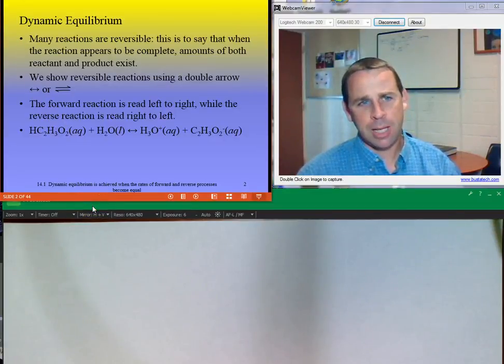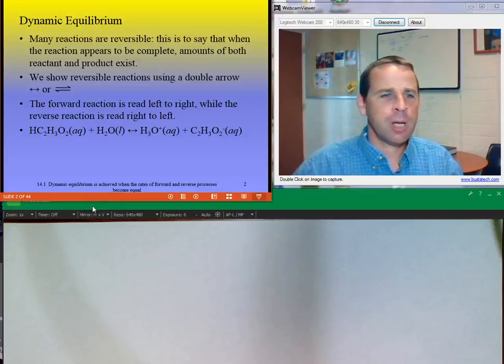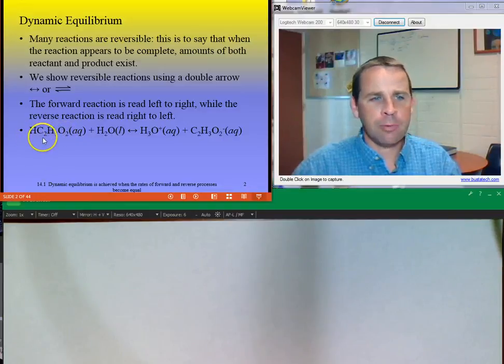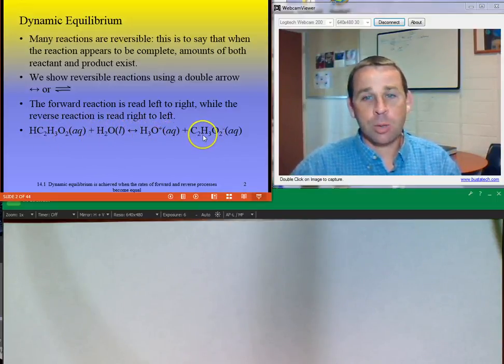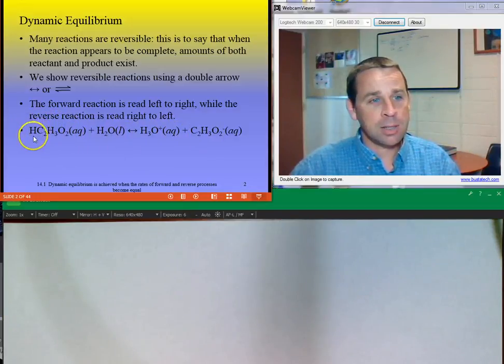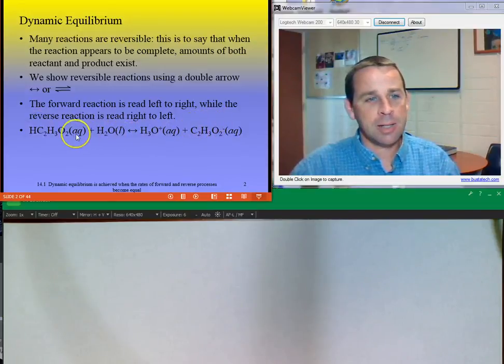dynamic equilibrium, which means that if I have a chemical reaction like this one shown here, where I have one chemical, acetic acid, and another chemical, water, combining together, producing these products. In this reaction, the acid, which has a proton, releases that proton to water and forms the hydronium ion, and we have the acetate ion left over, as the hydrogen leaves and joins the water.